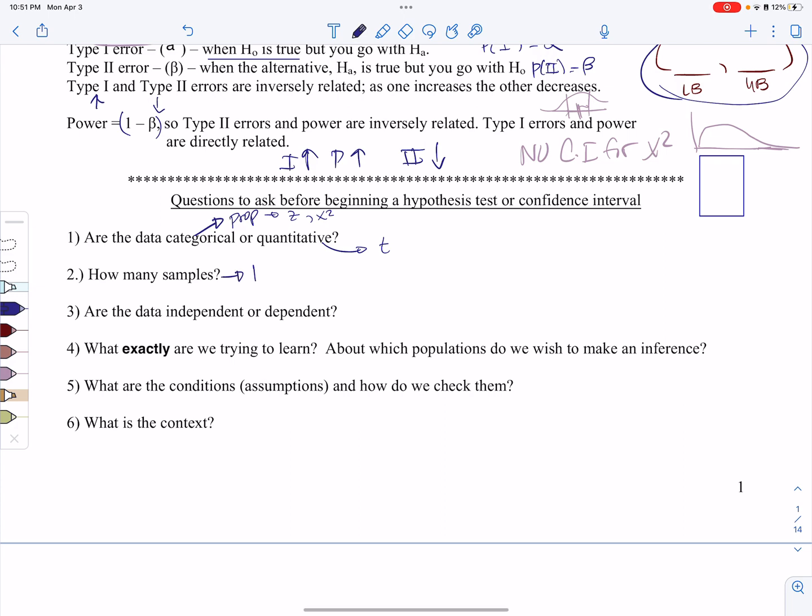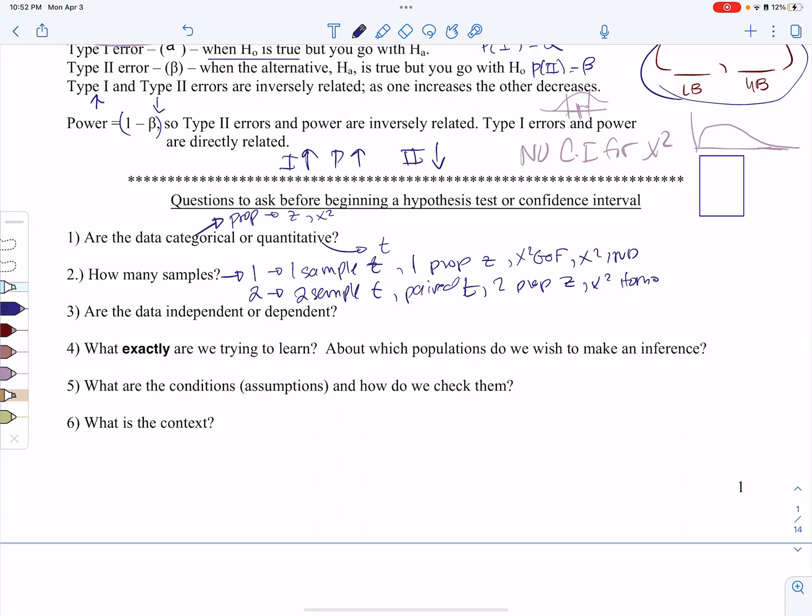If it's a one sample, that would be obviously a one sample t, or a one prop z. Of two would of course be a two sample t, or a paired t, or a two prop z. Of course, also, this is with my chi-squared goodness of fit. This is with my two samples here. This would be a chi-squared homogeneity, and this one would be a chi-squared independence, one sample.